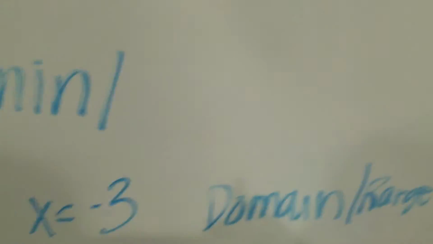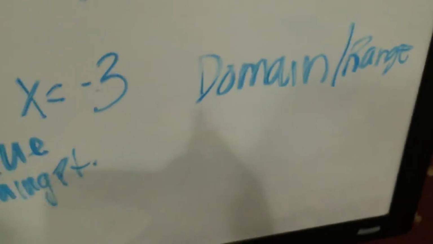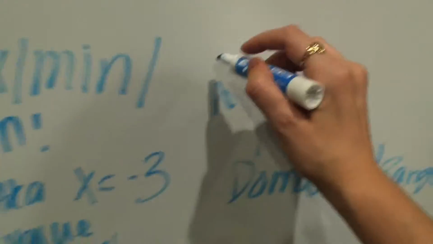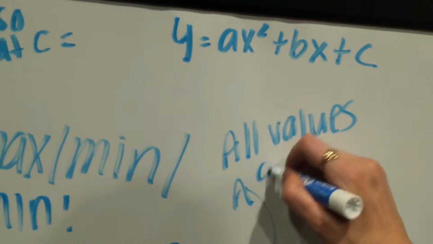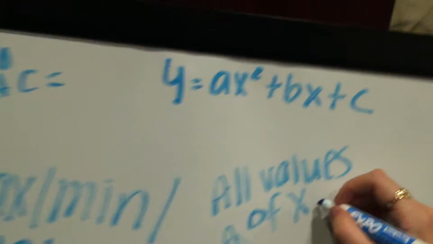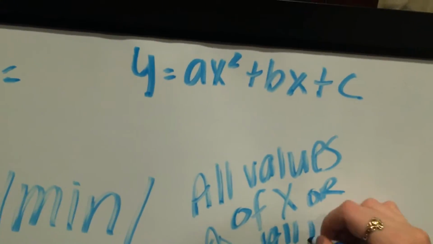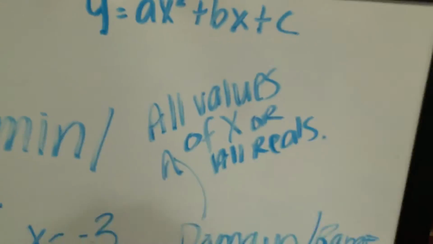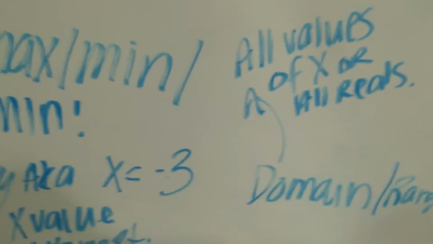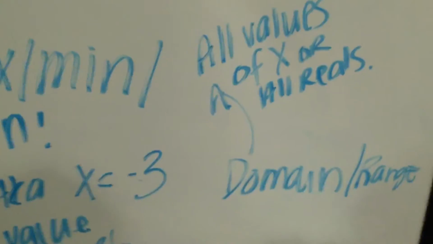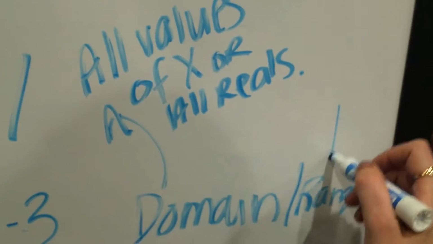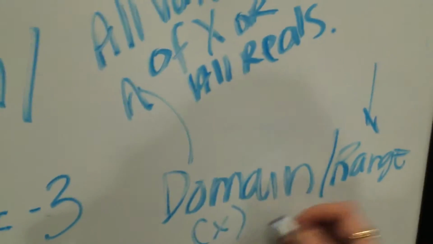Domain and range. As of now, we're not going to get into crazy domains. Right now, the domains are always all reals, all values of x. What all reals means is that no matter what x value I put in that equation, I'm going to get a y value. Remember, your domains are your x values and your ranges are your y's.